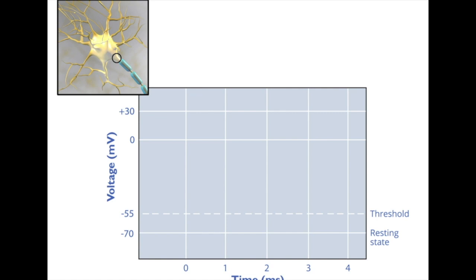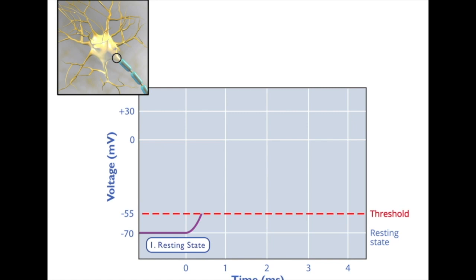When this occurs, it causes the membrane potential to depolarize to a critical voltage called threshold. Threshold is the membrane potential that must be reached in order to generate an action potential. Its value is about minus 55 millivolts.